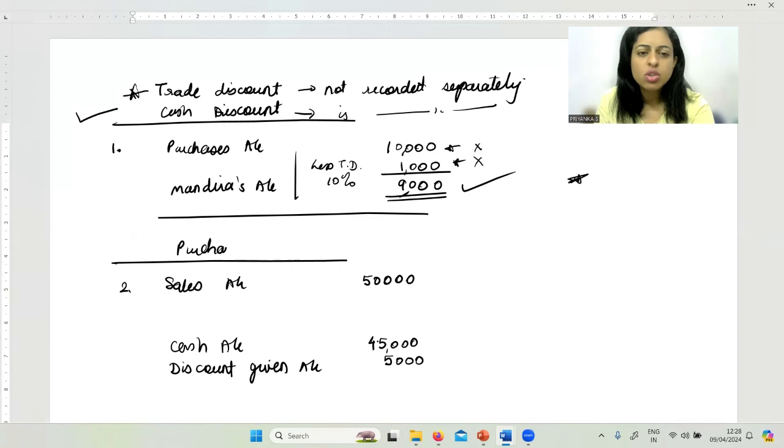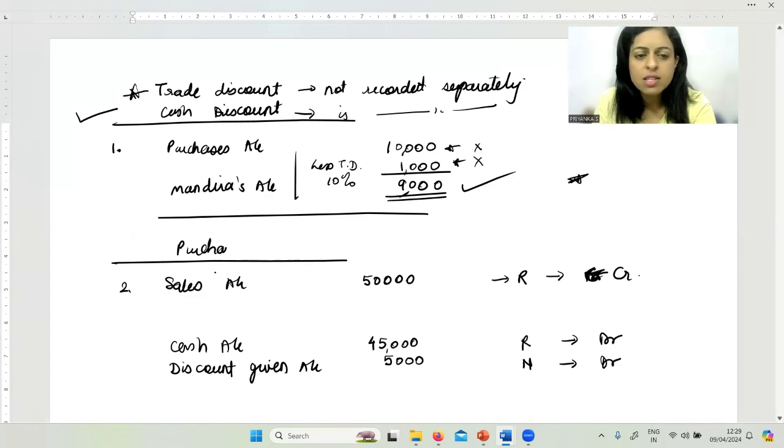Now, how to write this journal entry? Sales is goods. Goods, basically, we are talking of a real account. Goods are going out, so debit or credit, it will be credit, right? So goods are going out, so credit. Cash, real account, cash is coming in, so debit. Discount is a nominal account. It is an expense in this case because you're giving discount, so debit.